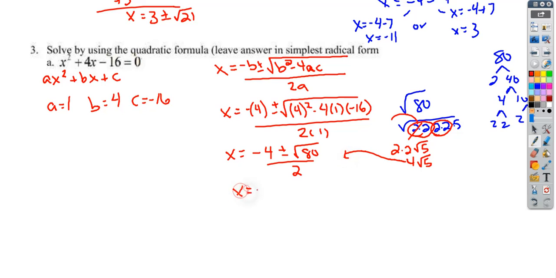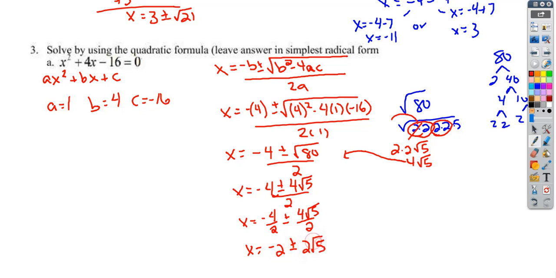And x is equal to negative 4 plus or minus 4 square root of 5 over 2. Remember, we can separate the fraction. So negative 4 over 2 plus or minus 4 radical 5 over 2. And I can reduce the 2's by the coefficients here. So negative 4 divided by 2 is negative 2. And then we get the same thing. We get 2 radical 5 here. And this is simplest radical form. Okay? Those are my two answers, and I'm good to go.